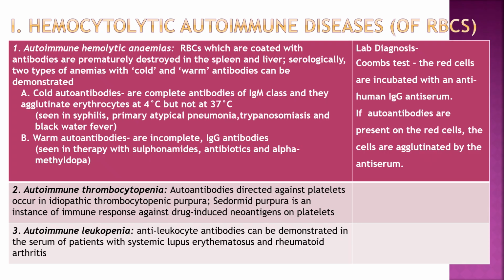Second, autoimmune thrombocytopenia. Autoantibodies directed against platelets occur in idiopathic thrombocytopenic purpura. Sedormid purpura is an instance of immune response against drug-induced neoantigens on platelets. Third, autoimmune leukopenia. Anti-leukocyte antibodies can be demonstrated in serum of patients with SLE and rheumatoid arthritis.